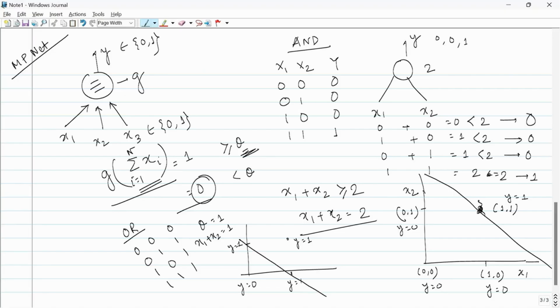So MPNet is great when you have Boolean inputs and Boolean output, right? And data points are linearly separable. Okay, now why I said the data point is linearly separable, think about it here. In both AND and OR, we have seen that a linear boundary can separate data points, right?